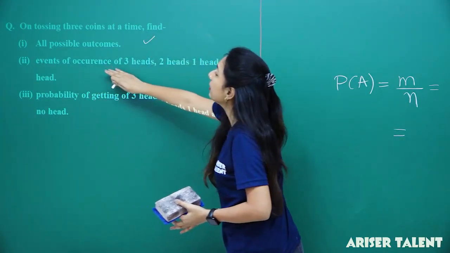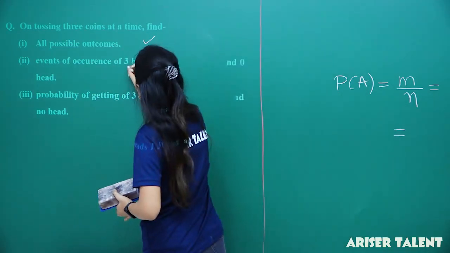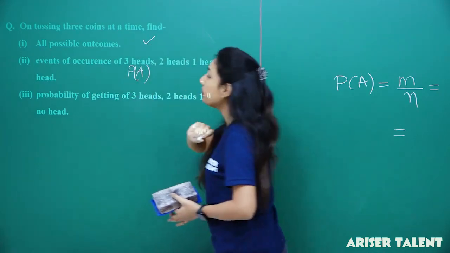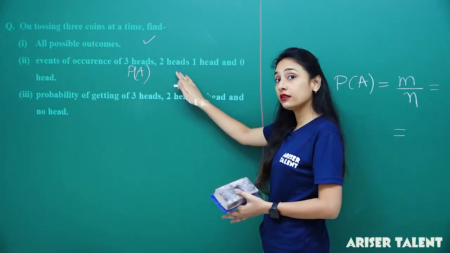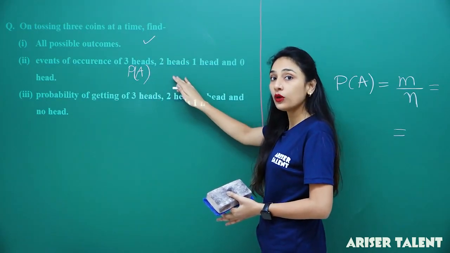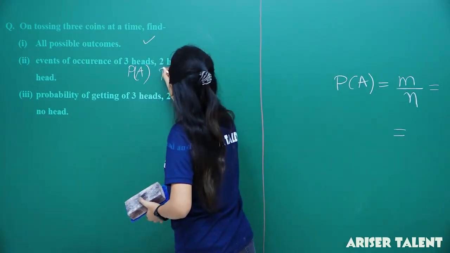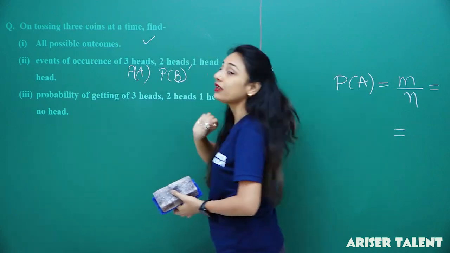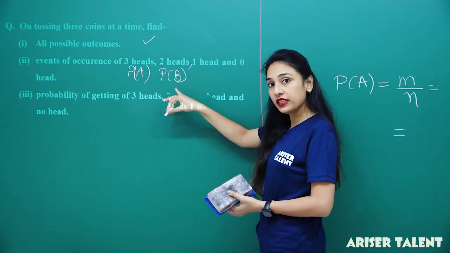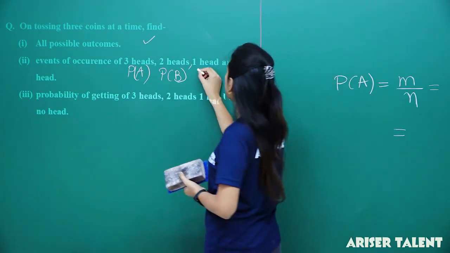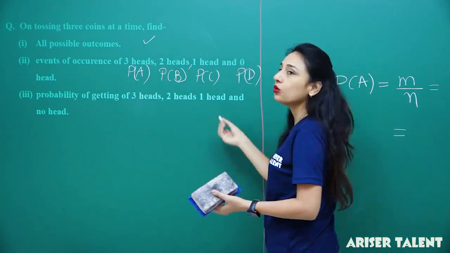Now, in the second one, event of occurrence of 3 heads. Let us assume it as P(A). Now, we have found P(A), but now we have to find 2 heads, probability of getting 2 heads. Now, there is a comma, so we will assume it as P(B), probability of occurring of event B. Now, this event is B. So, this is the denotation basically. That will be P(C), that will be P(D) and so on, right?